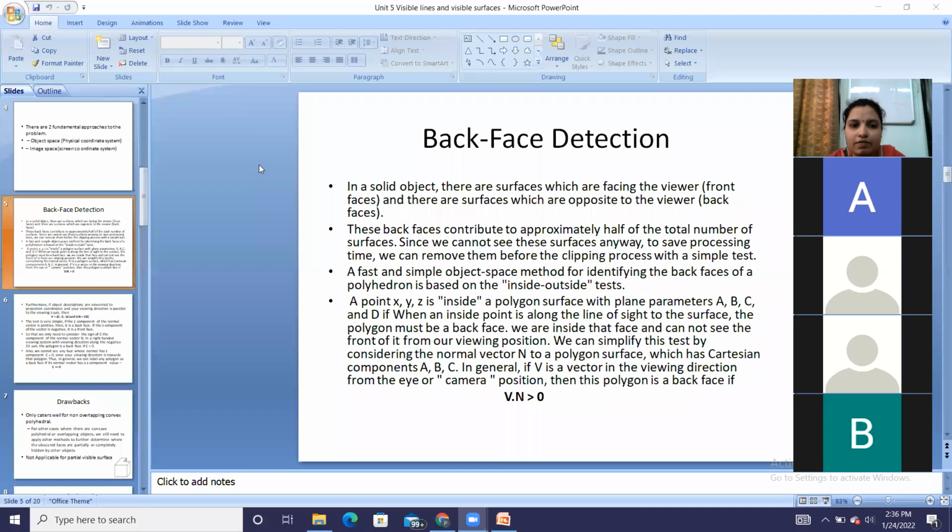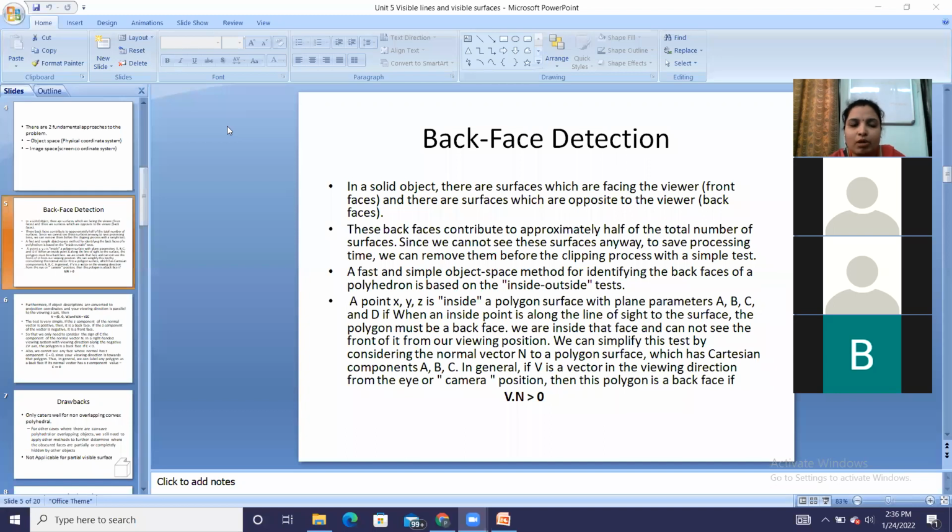Such hidden surfaces consume a lot of memory space because we need to fetch all that information from the main memory to the frame buffer. As these surfaces are not getting displayed on the screen, we are unnecessarily fetching them and wasting memory. That's why hidden surface removal is important.